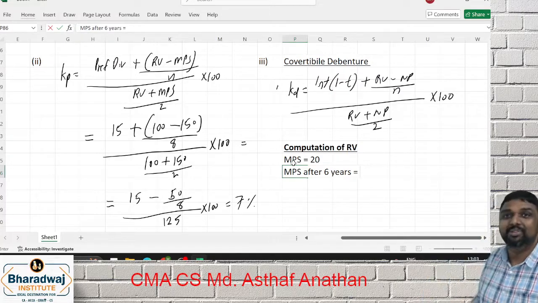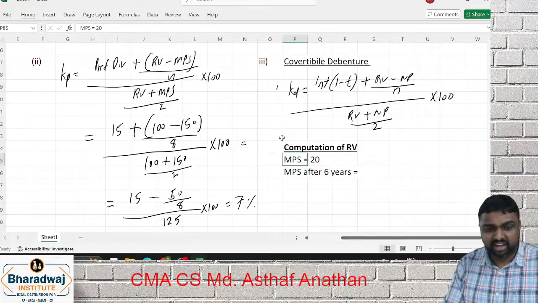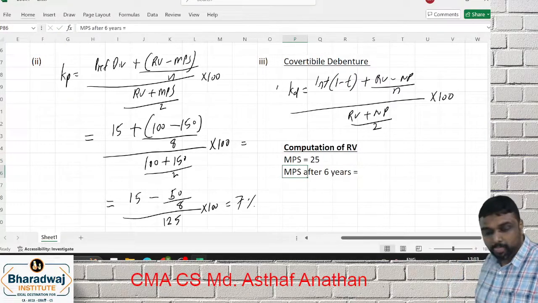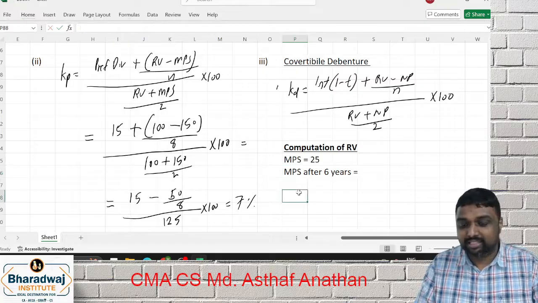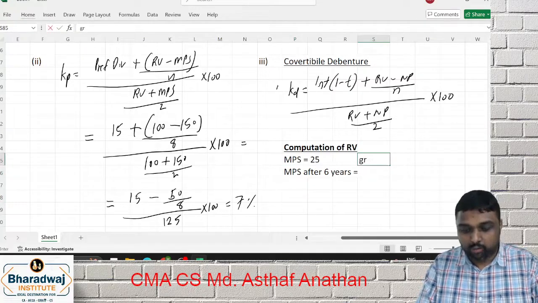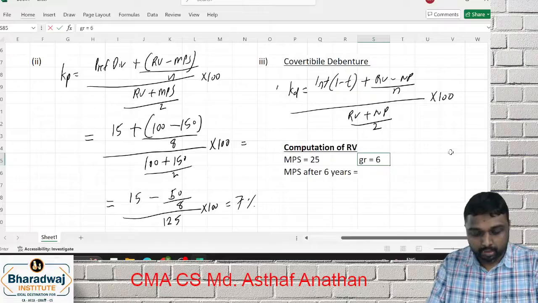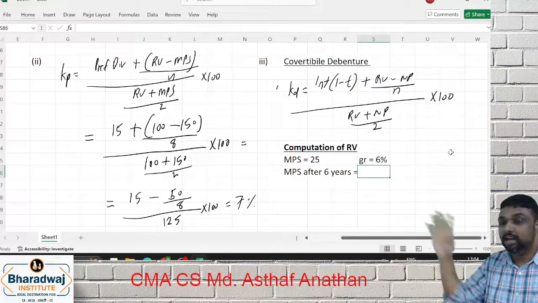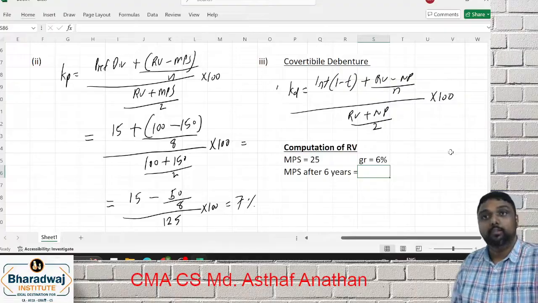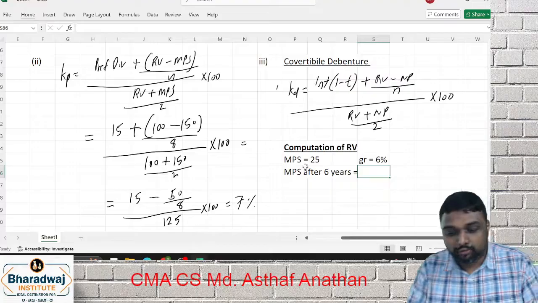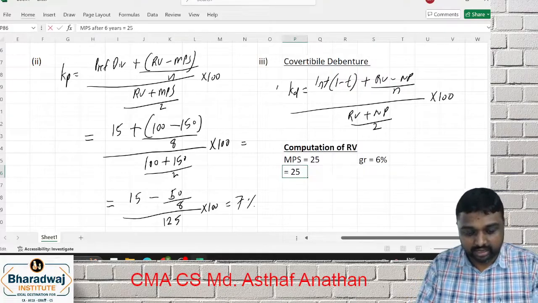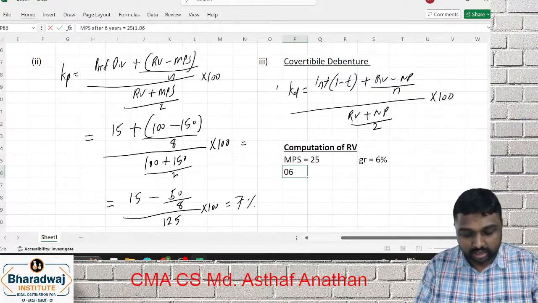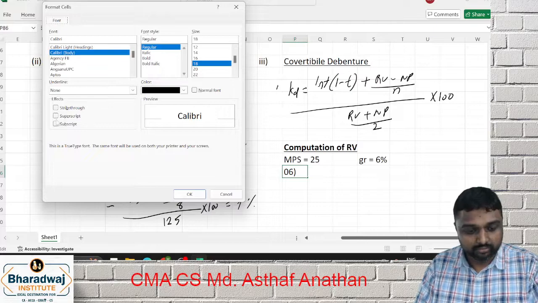We have to compute it. What is the growth rate they have given? Here the market price is not 20, it is the market price after 6 years. They have given the growth rate. What is the growth rate, friends? If 6 years are there, it keeps on growing. In your calculator it is very easy: 25 plus 6%, plus 6%, plus 6%, and you will get the answer. Since I am using Excel, it is very easy for me.